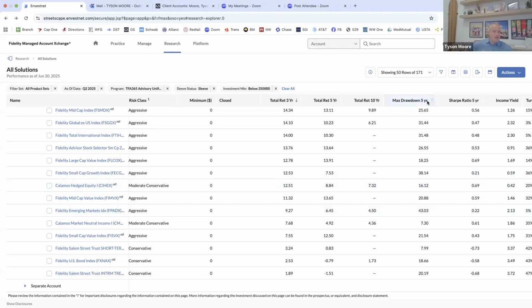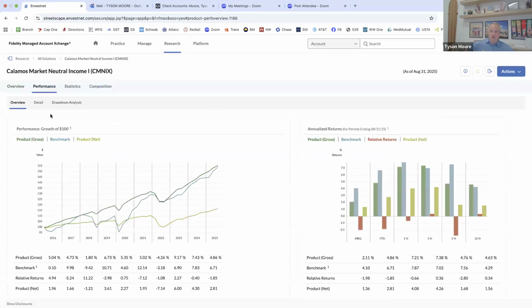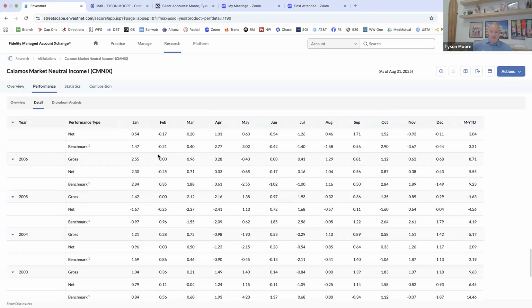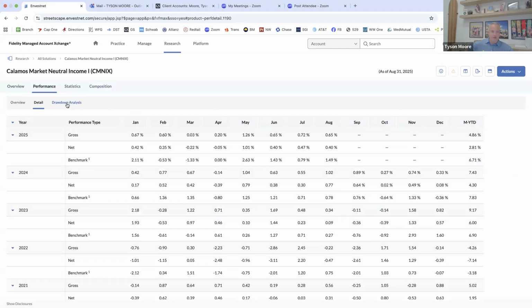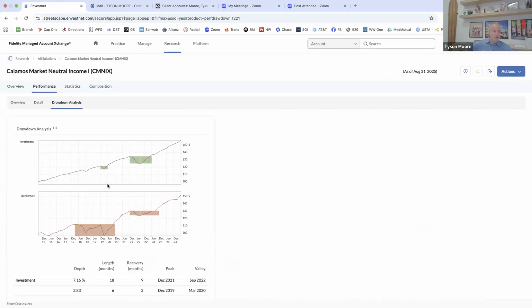And if you have a really technical client, just to show you, for instance, let me show this to you. You click this and you go to performance, and then you go to detail. You can get counter your performance monthly. I mean, my gosh, but look at this tab right here, drawdown analysis. Boom. Hey, what's max drawdown? Well, let me show you what it is.